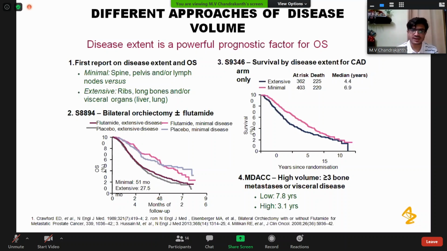And one thing we are sure of is the disease burden. In patients who have a higher disease burden, for example, more than 3 bone metastases, or if there is visceral disease, versus those patients who have a low disease burden, you can see the difference in overall survival. It is nearly a 4.5 year difference in survival. So all metastatic prostate cancer patients are not the same. Those who have a high disease burden survive for 3 years, and those who have a low disease burden, a benign sort of progression, have a longer survival. So there is definitely a difference in survival as far as the volume of disease is concerned.